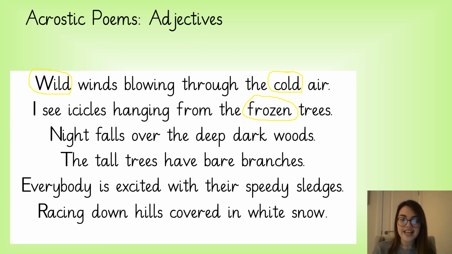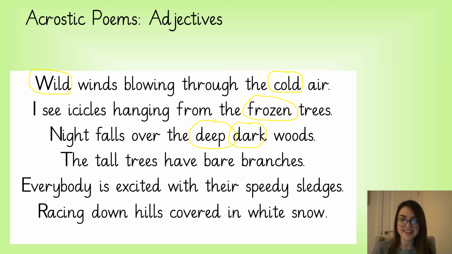Okay, let's look at our third line. Night falls over the deep, dark woods. What's being described in this sentence? We're describing the woods, aren't we? And we're saying that the woods are deep and dark. We've got 2 adjectives there. The woods are deep and dark. It gives us a little bit of information about what those woods are like. That's what's really good about adjectives. They add a little bit of information to make our writing and our reading so much more entertaining, much more fun to read.